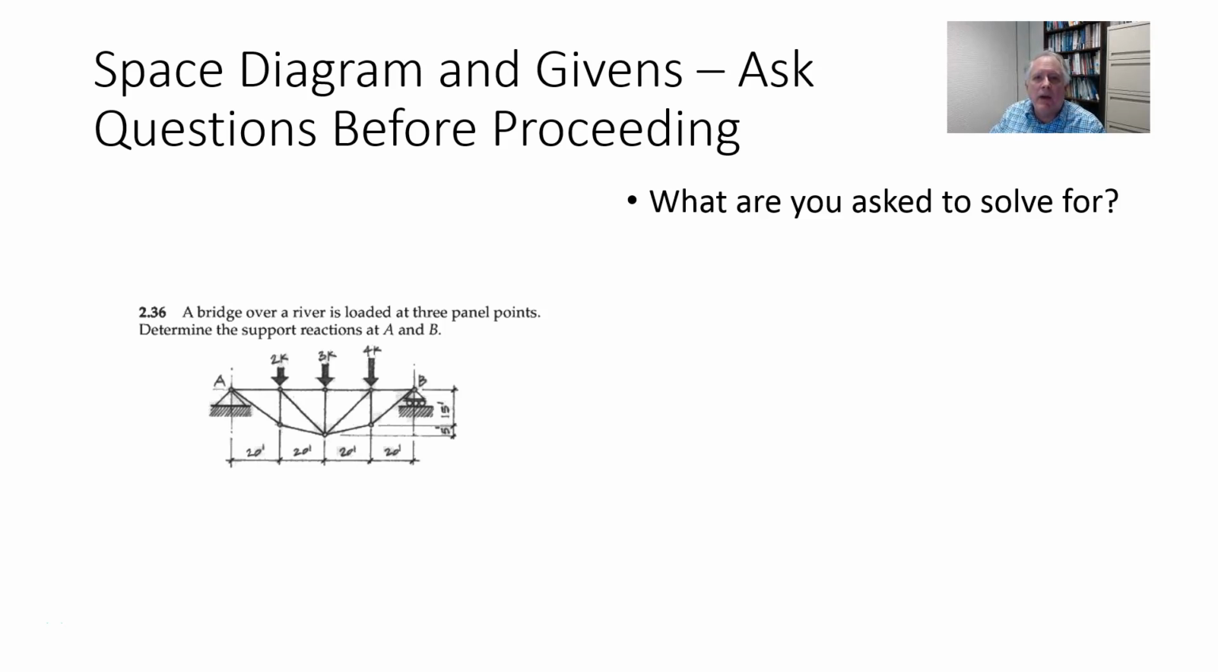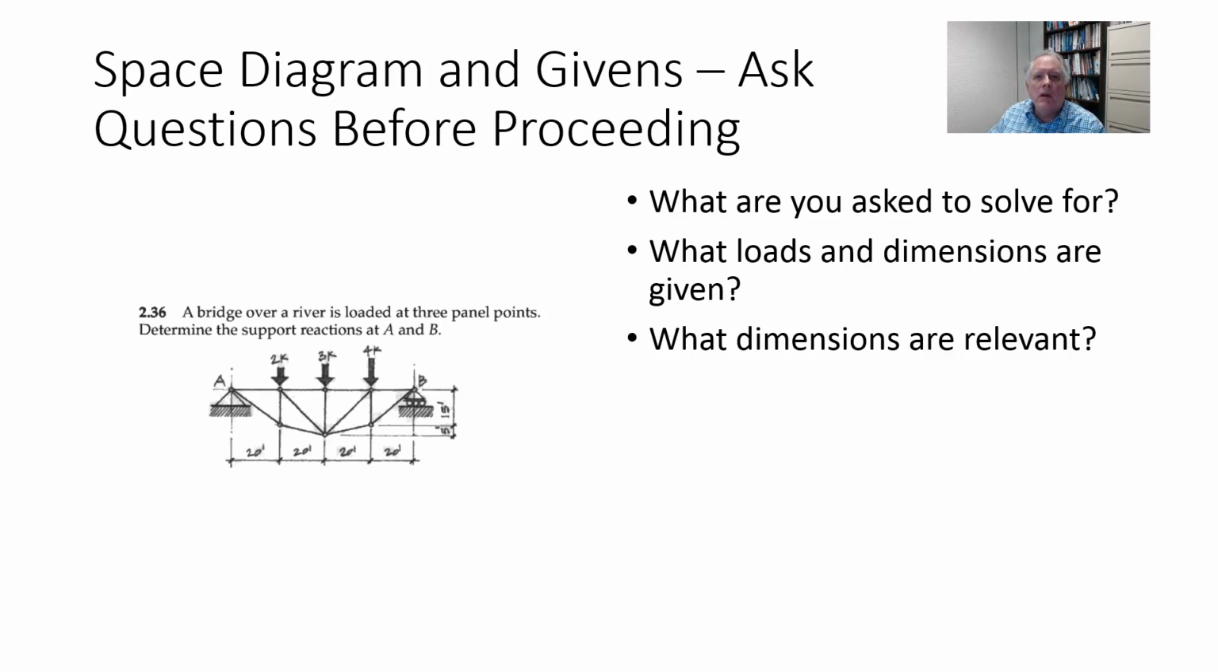First, start by asking questions. What are you asked to solve for? Determine the support reactions at A and B. What loads and dimensions are given? I see 3 loads, 2 kips, 3 kips, and 4 kips. How about the dimensions? I see horizontal dimensions and vertical dimensions. All the loads are vertical, so the horizontal dimensions are probably important. What about the vertical dimensions? Are they also important? Is the shape of the truss important?